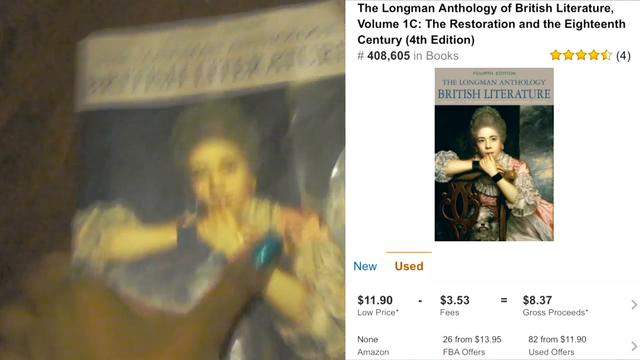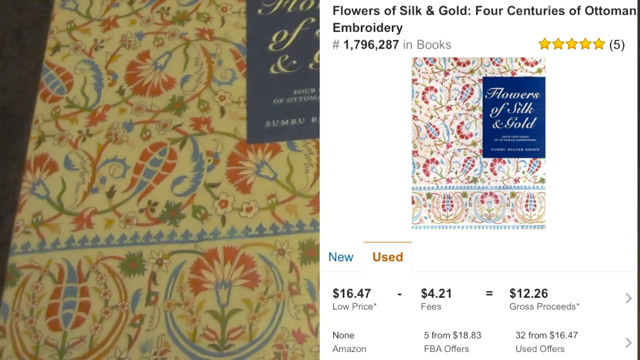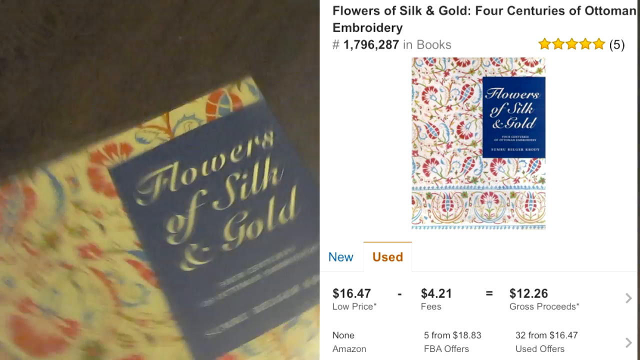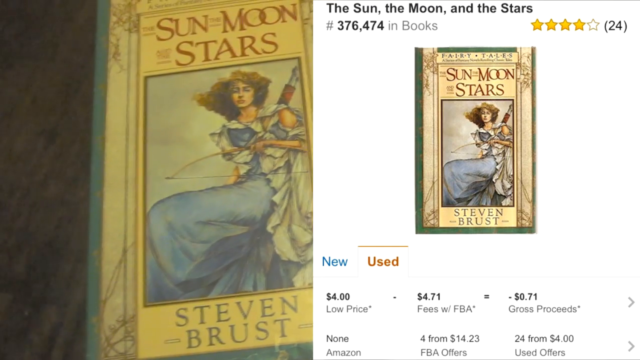This is another book. I think it's a textbook, but I really don't know. It's a fourth edition, so I'm guessing it's a book that has more copies over time. And this right here is a really good find, because this was 50% off, so I'm guessing I spent like $1 for it. And as you can see in the video, it's worth $24 FBA.